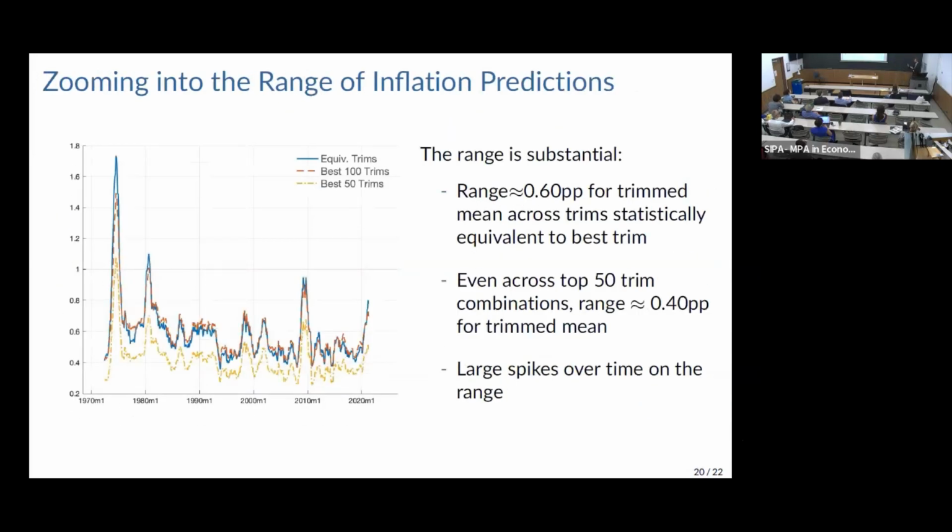Now I can zoom in even further into the range of predictions underlying this figure. I'm showing you here over time the range for all these equivalent trims. That's the best 100, the best 50. And you can see, obviously, that the range is high over time. It's actually volatile. It ranges from about 60 basis points for the best 100, and maybe 40 for the best 50.